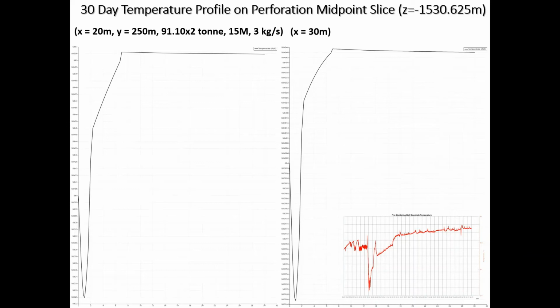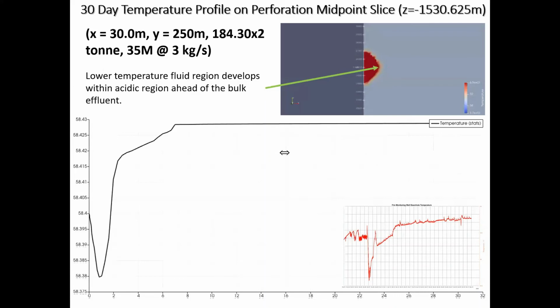Okay, so this plot over here is at 20 meters away from the injection, and this is at 30 meters away. So this is a point measurement of temperature versus time. And at 30 meters away, where the observation well was, you can see this sharp drop and sharp increase right when that acidic front reaches the observation well. So you can see that the profile agrees with the real experiment.